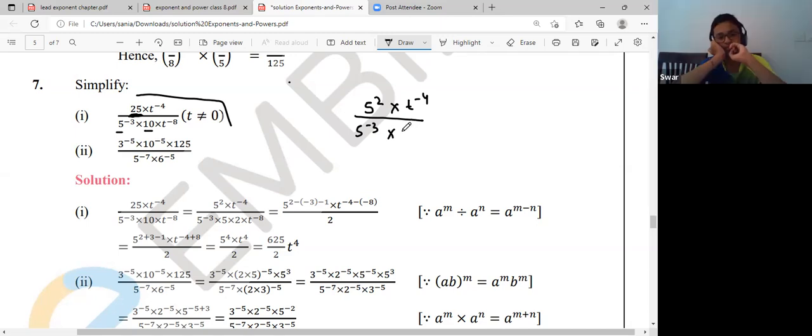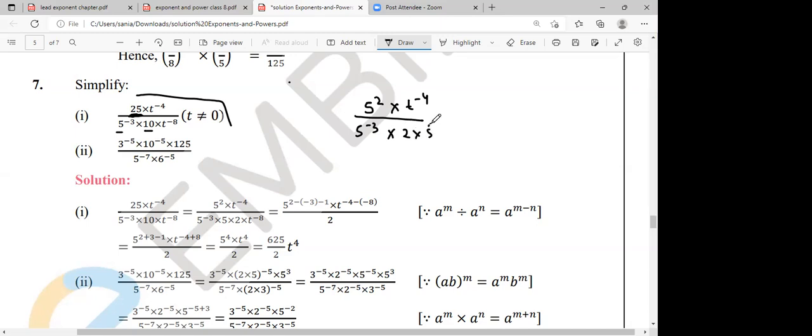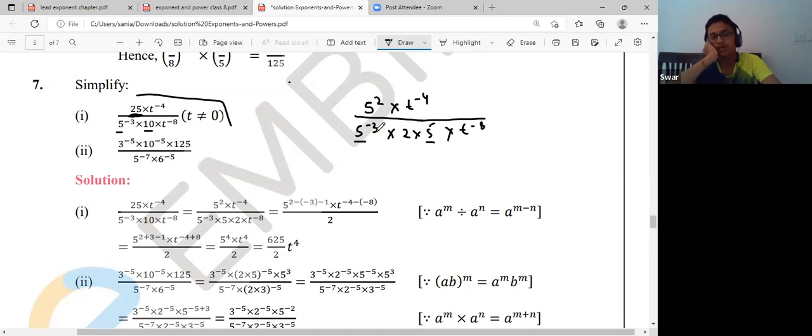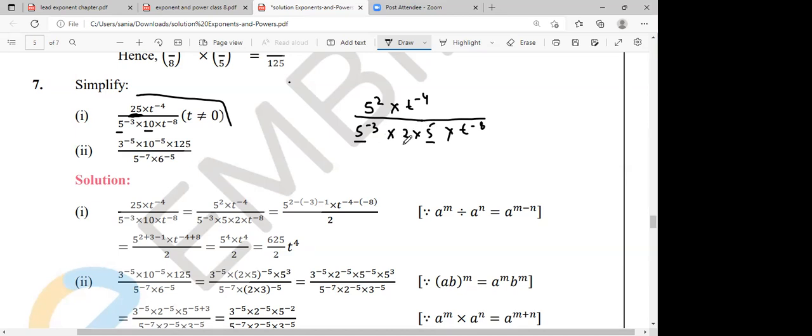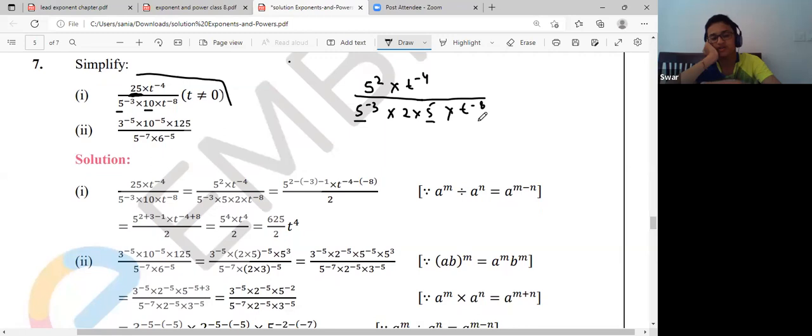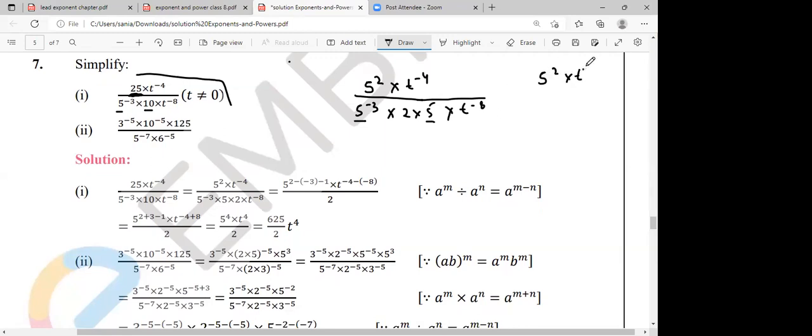5 multiplied by 2, same thing. And here t minus 8. Over here you have 5 and 5 the same, so you have the same base but different powers. So what will you do? Add them, because it's multiplication. So you will simply get 5 to the power 2 multiplied by t raised to the power minus 5, and then what will be the answer?